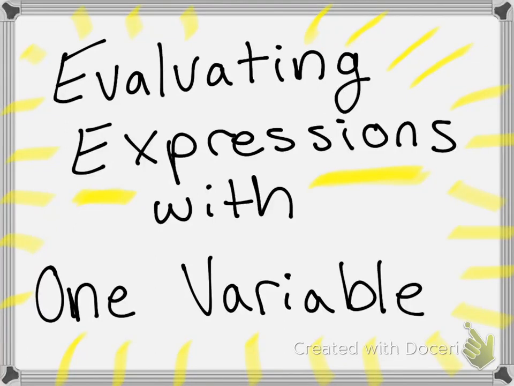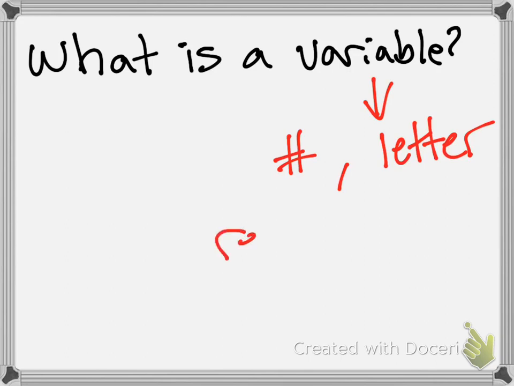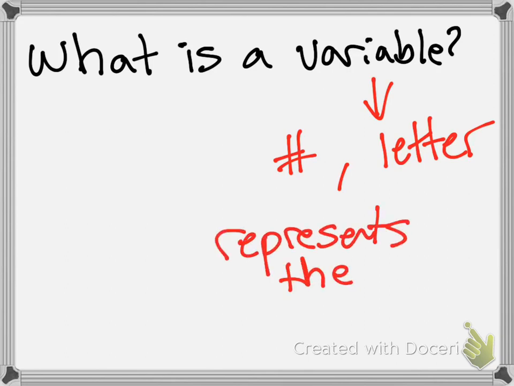So today we're going to be going over evaluating expressions with one variable. We're actually going to be covering more than this today, but this is just the beginning of our lesson. So, what is a variable? Some of the examples that I have gotten from people is a variable might be some number. A lot of people suggested that it's going to be a letter, and many people said it represents the unknown.